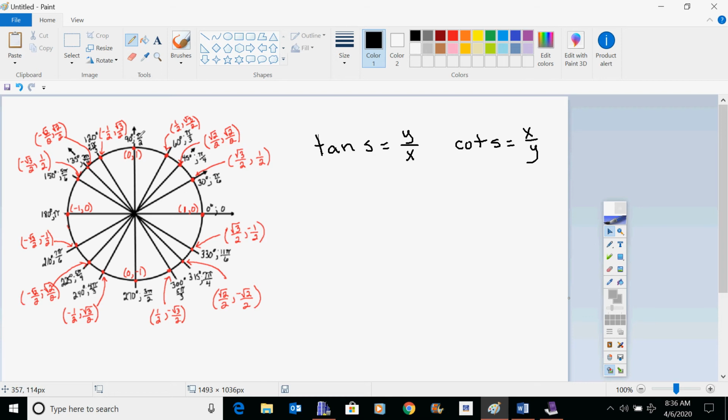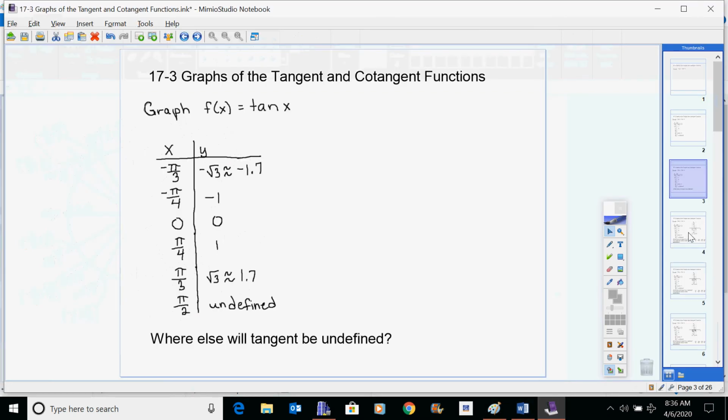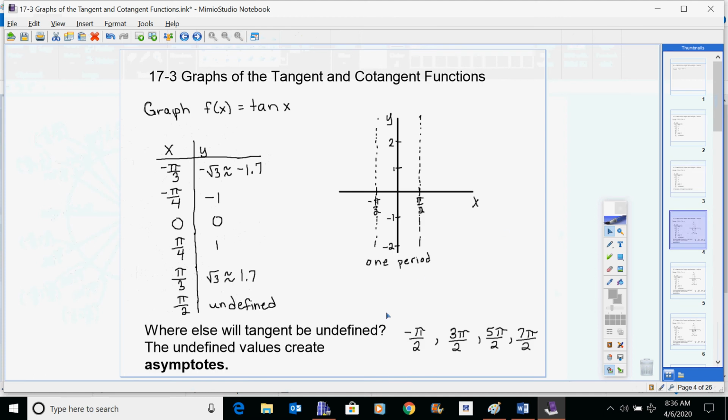So all those different values are going to give you undefined, and those are important when we're dealing with a cotangent or a tangent function, tangent in this case. So where else they're undefined would be at negative pi over 2 and 3 pi over 2 and 5 pi over 2, 7 pi over 2, all of the odd pi over 2s. Okay, the even pi over 2s would end up being on the right and the left of the circle, so that doesn't work.